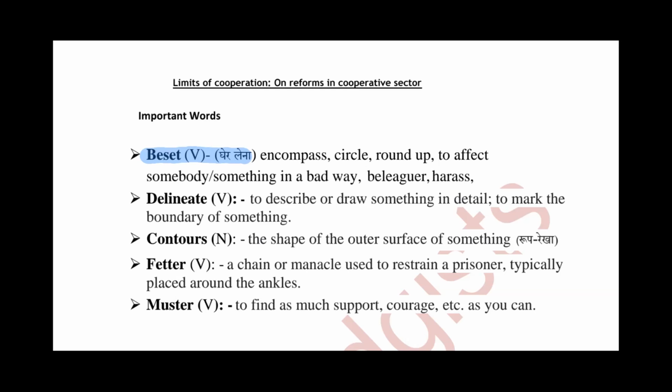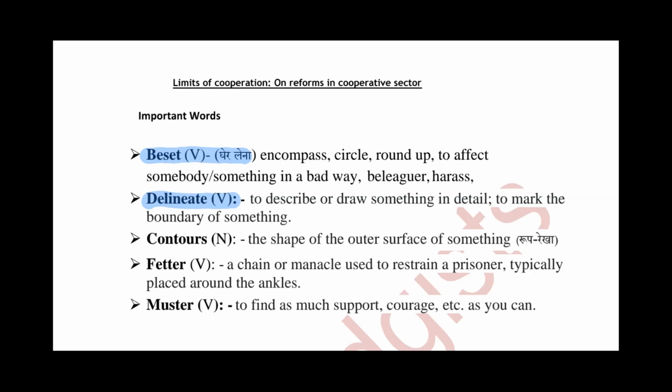Then the next word is delineate. Delineate is a verb. इसका मतलब क्या है? To describe or draw something in detail, to mark the boundary of something. मतलब चित्रित करना, मतलब किसी भी बॉर्डर को चित्र करके उसको एक बॉर्डर लाइन दे देना. The synonyms for delineate are depict, portray, present, and the antonyms are twist, confuse, and misrepresent.